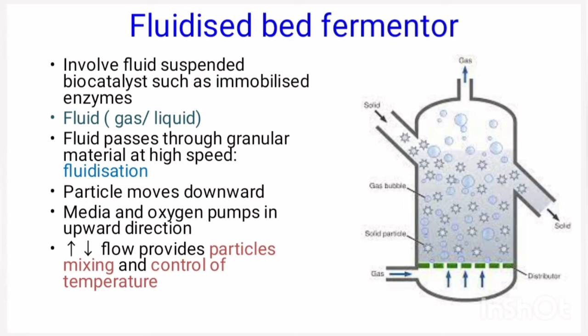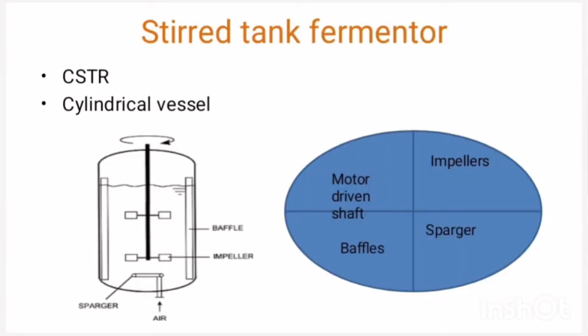Next, we can move on to stirred tank fermenter. Stirred tank fermenter is also called continuous stirred tank reactor, or simply CSTR. C for continuous, S for stirred, T for tank, and R for reactor.